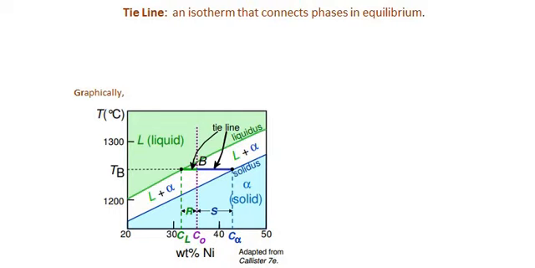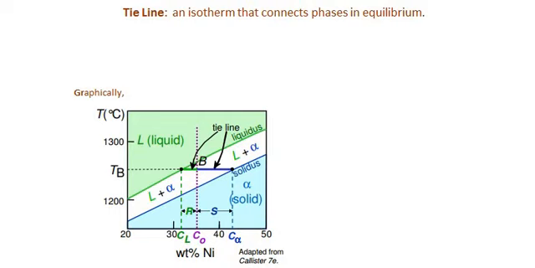Meanwhile, we have two phases here. We have the liquid phase and we have the alpha phase, which is the solid phase. As you can see, this is separated in different colors for better understanding. The green aspect represents the liquid phase, while the blue aspect represents the solid phase. As for the white section, it represents the two-phase region where the liquid and the alpha phase coexist.